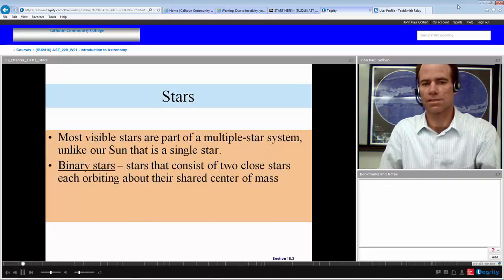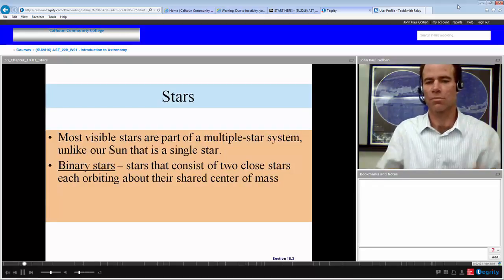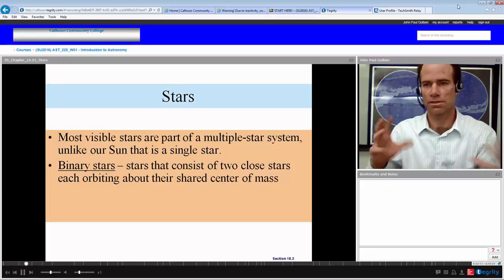Binary stars are stars that consist of two close stars, each orbiting about their shared center of mass. So there are a number of systems out there that are binary star systems. Our own solar system would be a binary star system if Jupiter had more mass. Jupiter is not quite enough mass to form another star.